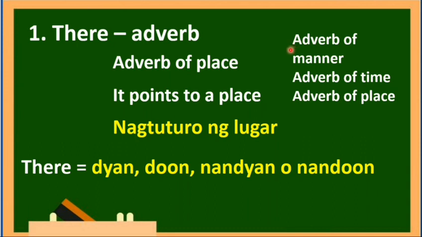Adverbs are divided into three main groups. We have adverb of manner, adverb of time, and adverb of place. Now this time, we are going to deal only with adverb of place. Pag sinabi nating adverb of place, it points to a place. O ito ay nagtuturo ng lugar. Itong word na there, pag ito ay tinranslate natin sa Tagalog, ito ay katumbas ng diyan, doon, nandyan, o nandoon.